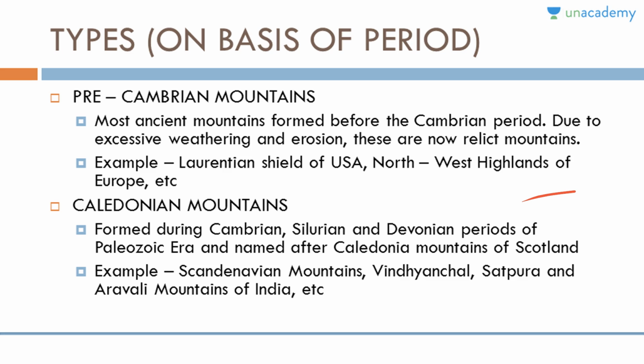The Caledonian Mountains are the second type of mountains on the basis of period of their origin. These are formed during Cambrian, Silurian and Devonian periods of Paleozoic era, and they are named after Caledonia, mountains of Scotland. The examples of such Caledonian mountains include Scandinavian mountains, Vindhyachal, Satpura and Aravalli mountains of India.